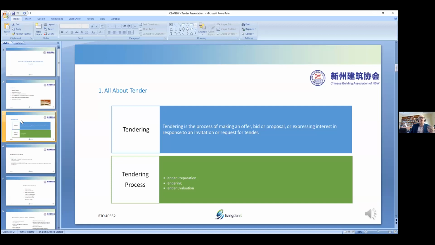So let's have a look at basically what is tendering. It's the process of making an offer or a bid or a proposal to do some work, or expressing interest in a response to an invitation or request for tender. So we have somebody who is interested in creating a project and we're being asked to tender on that, okay?